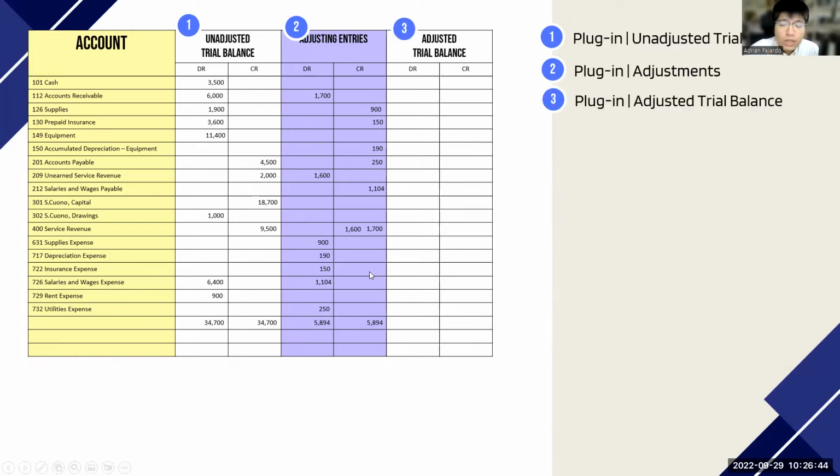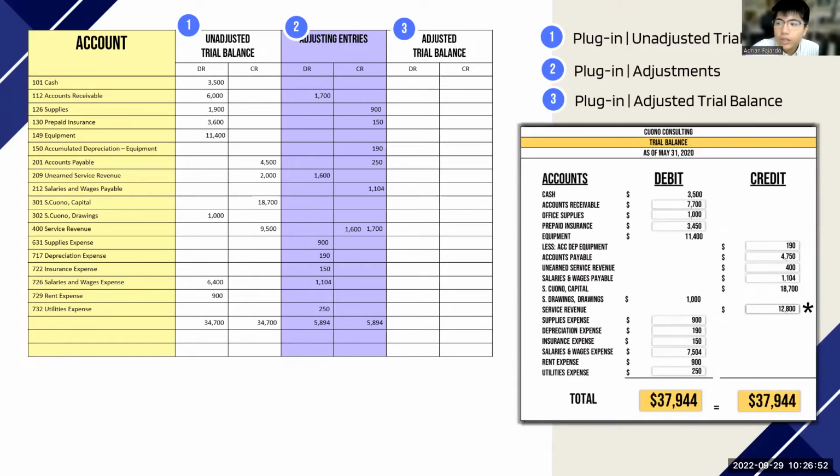So finally, the last step for this first phase is to plug in our adjusted trial balance, right? So again, we look at our assets. We just add the debits, and then if it's debit credit, we subtract, right? So we look at our updated asset accounts, right? So again, accounts receivable increased by 1,700. So now from 6,000, it became 7,700. In contrast, our supplies from 1,900 went down to 1,000 because we recognize a credit of 900.